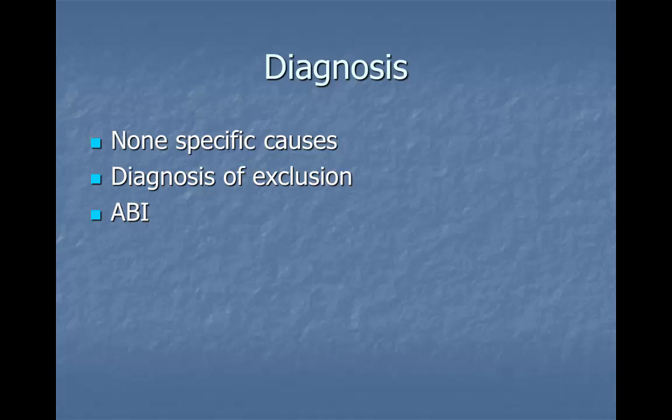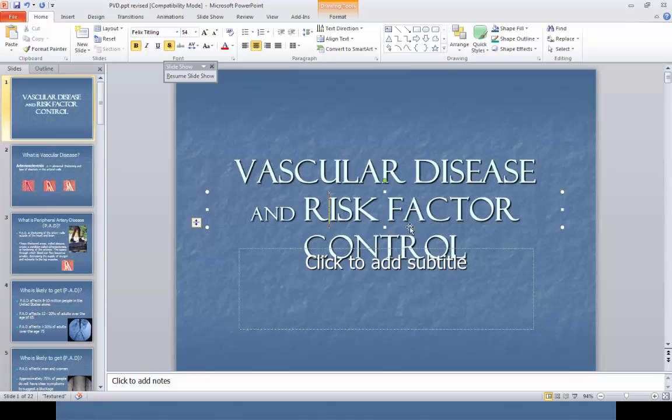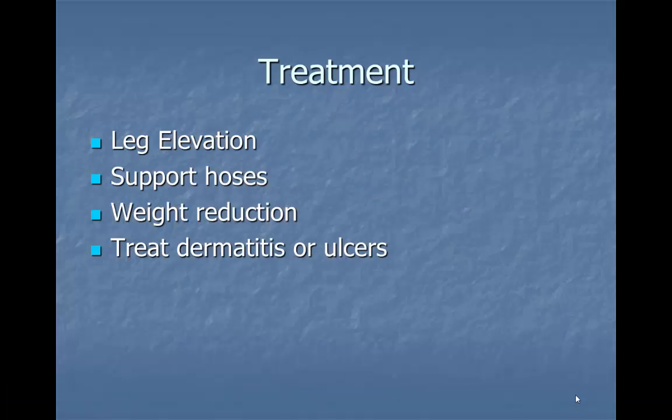The diagnosis, again, could be done by ankle brachial index and by clinical signs and symptoms as well. The treatment, as before: leg elevation, support hose, weight reduction because obesity is one of the risk factors, and treat the dermatitis and the ulcers as well.